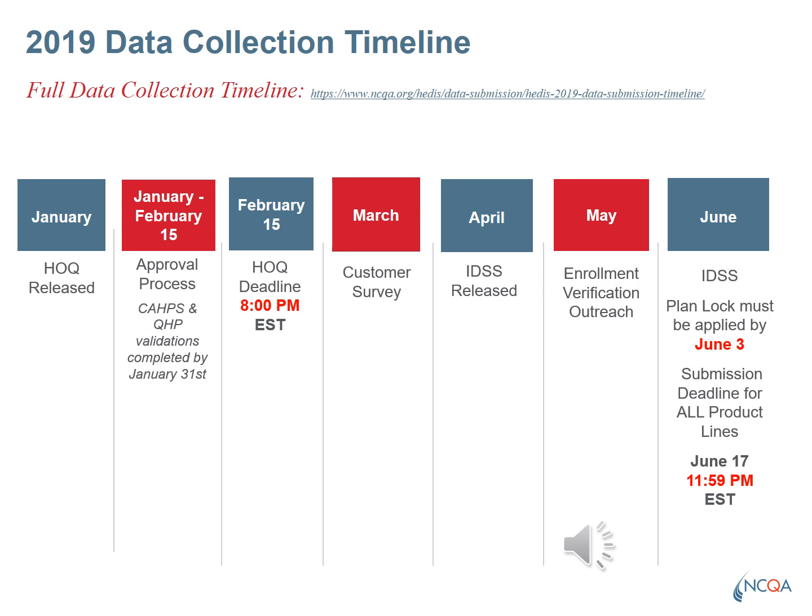Of course, in June, we do have a date for where your plan lock must be applied, and that's June the 3rd. And this year, the deadline for all submissions and all products is June the 17th, and you have until 11:59 Eastern Standard Time to get that done.